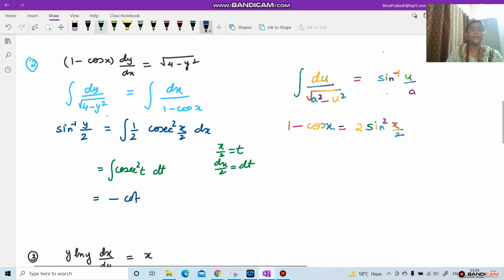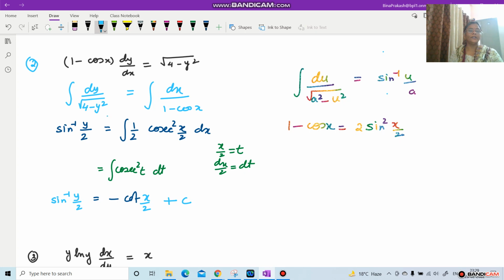Now what is this t? t is x on 2. So we have it as minus cot x on 2. After integration, we'll have to put the constant, which we have as c. So let's complete the expression. It is sine inverse y on 2 equals minus cot x on 2 plus c. So this is the solution for the differential equation given.